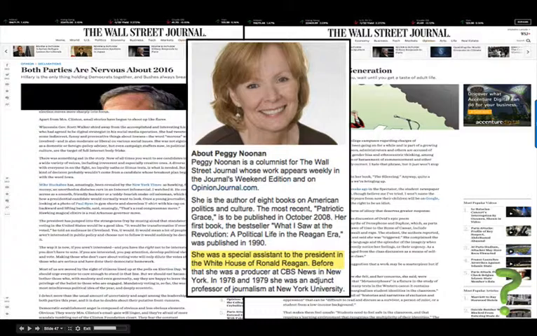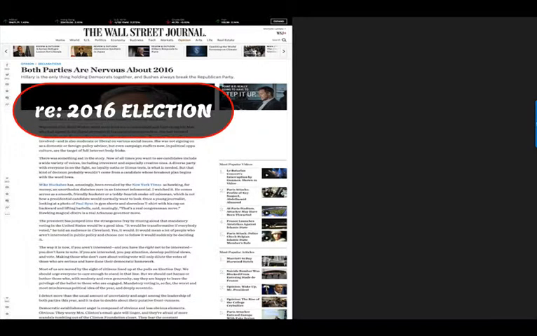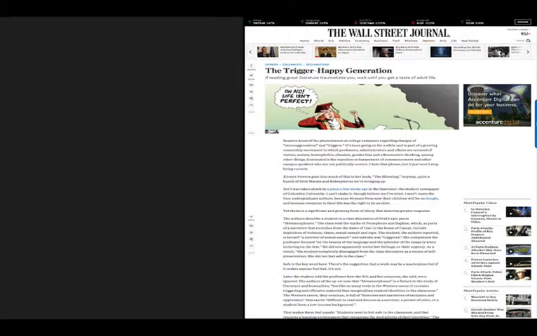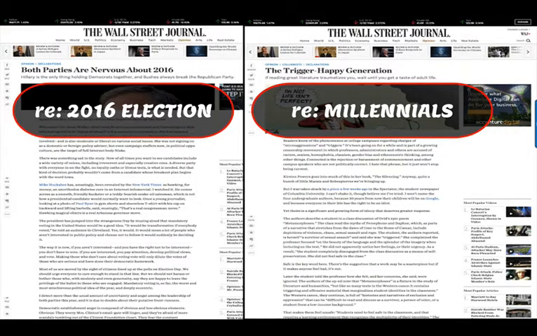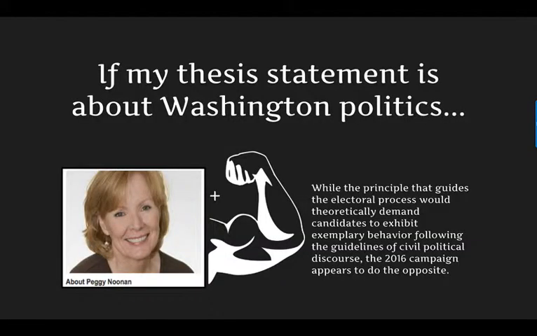So Peggy Noonan is a famed Wall Street Journal op-ed columnist, and she was a special assistant to the president in the White House of Ronald Reagan, and she has a long history as a journalist, but that's really her specialization, her expertise. So she'll write articles about the 2016 election, as well as writing articles about fairly random things like millennials. So if Peggy Noonan authored a resource, would you embed attribution, or would you just reference it parenthetically? And here's the thing, it really depends on your thesis statement.